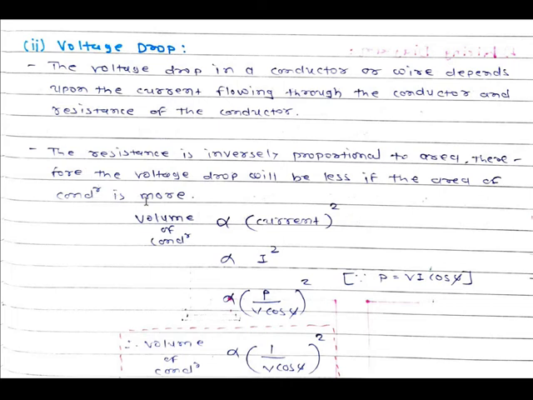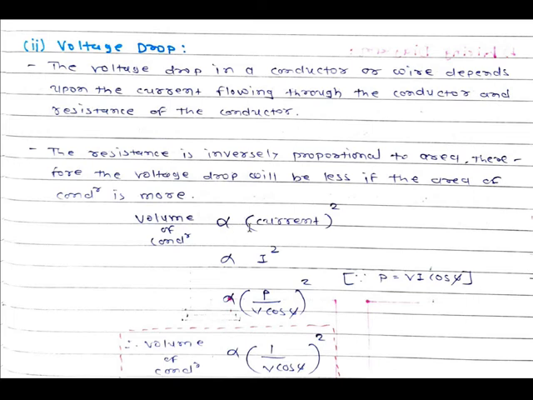If the area of the conductor is more, as we increase the area of the conductor, the value of resistance will decrease, and due to this the voltage drop IZ will become less. Because we know that as the value of area increases, the value of resistance decreases and voltage drop V equal to IZ also reduces.